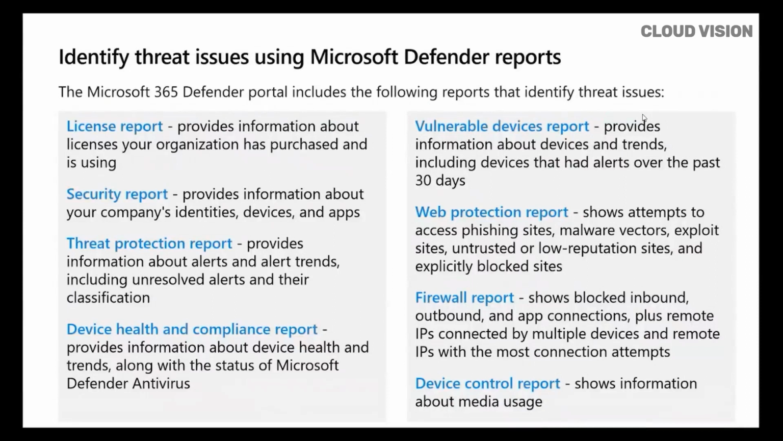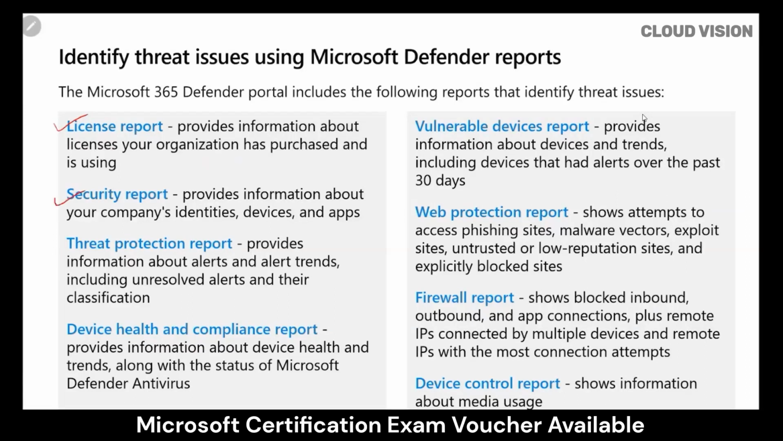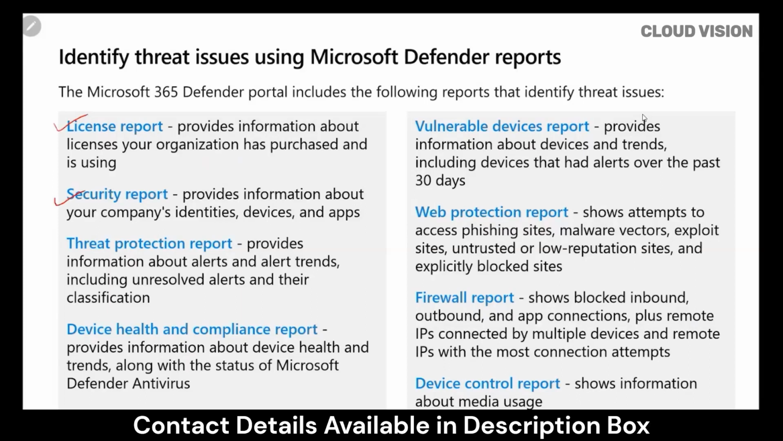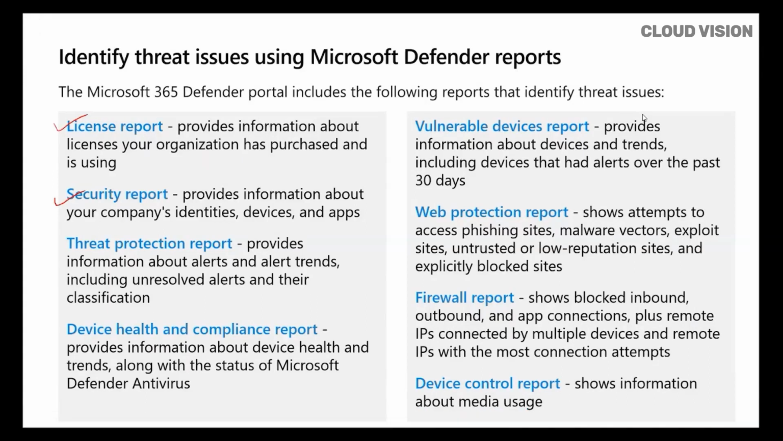And as I said, in the Defender portal, you get different kinds of reports that will help you understand whether the security policies that you have set up in your organization are working according to your business requirements. So you get the license report that provides you information about the licenses your organization has purchased and is using. We talked about the security report, which is an overall report about the different threats that were detected across various platforms like identities, devices, and applications.